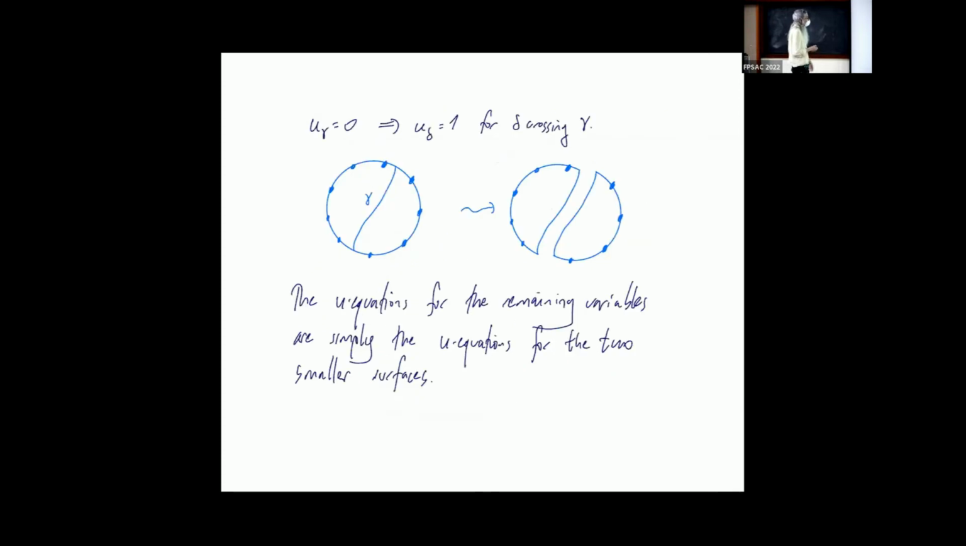And the reason we should do this is that the curves that cross between the two components are all equal to 1. So in the products, who cares? They're not going to play any role. So in fact, what's going to happen is that the equations for the remaining variables either live in the first component or in the second component, and the equations relating them are just exactly the equations that come from these two smaller pieces.